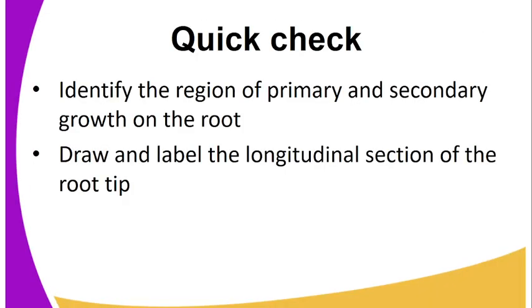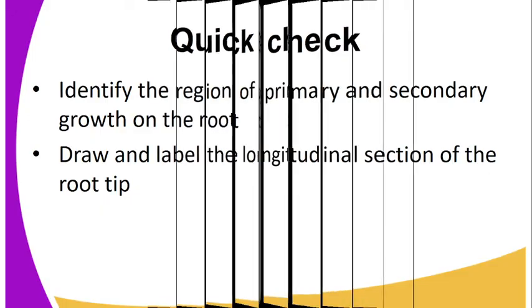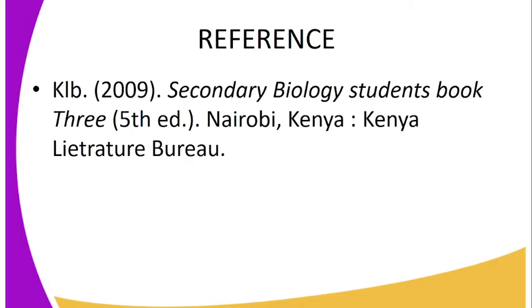We've come to the end of our lesson, and I have an assignment for you. Number 1, identify the region of primary and secondary growth on the root. Number 2, draw and label the longitudinal section of the root tip. For reference, you can study KLB Secondary Biology Student Book 3.